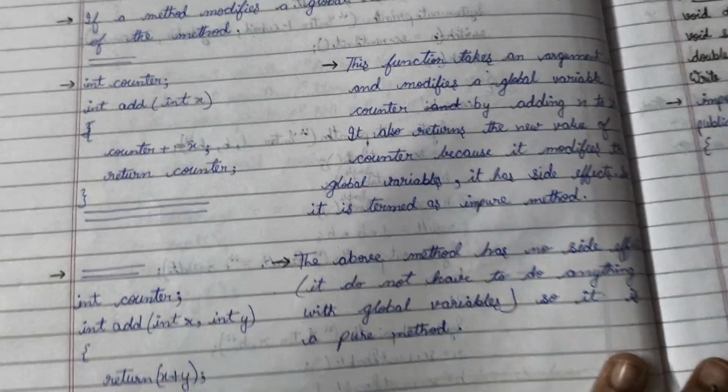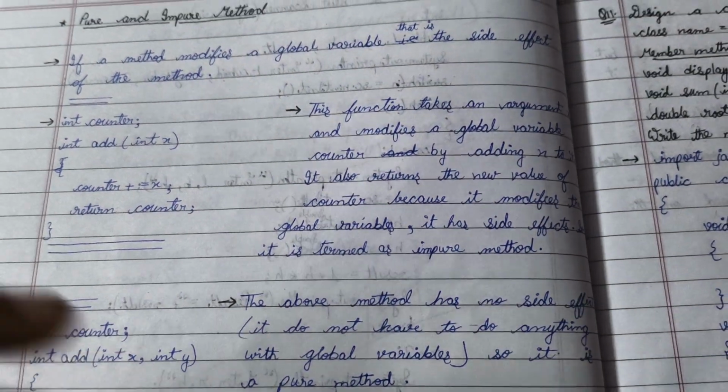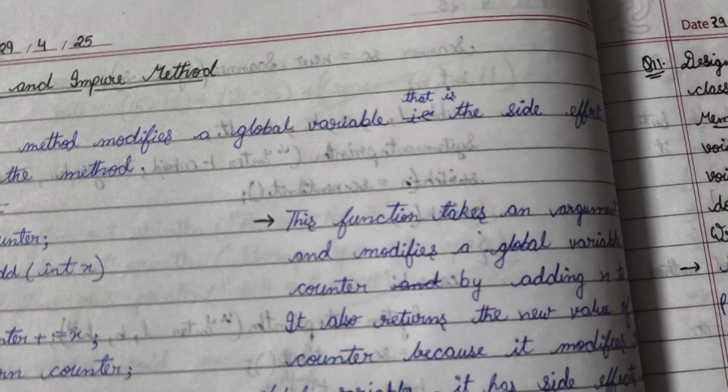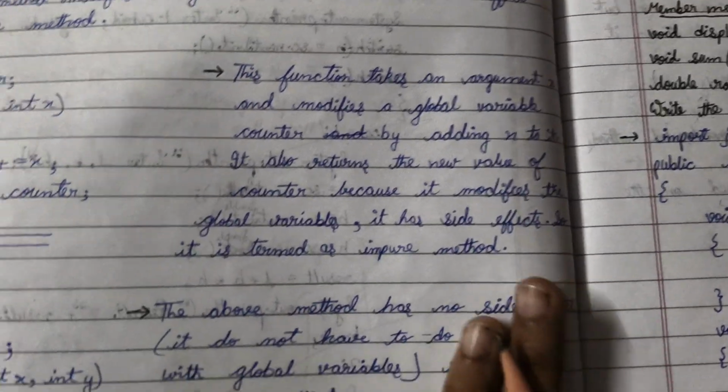And now let's talk about pure methods and impure methods. If the method modifies the global variable, that is the instance variable, then that is the side effect of the method.